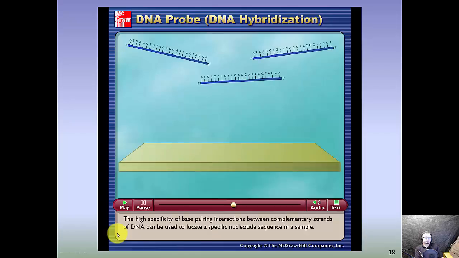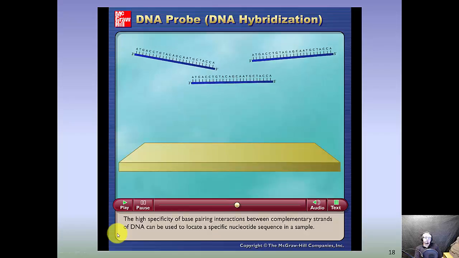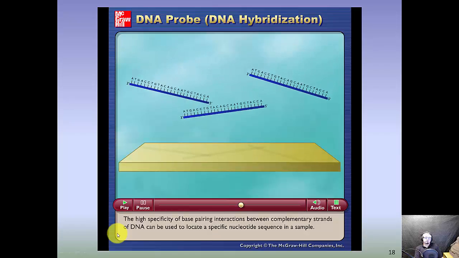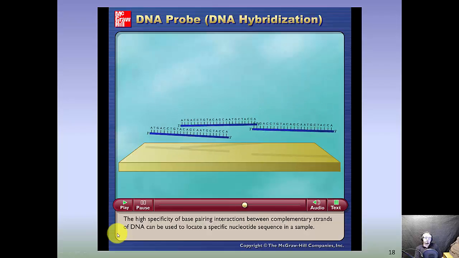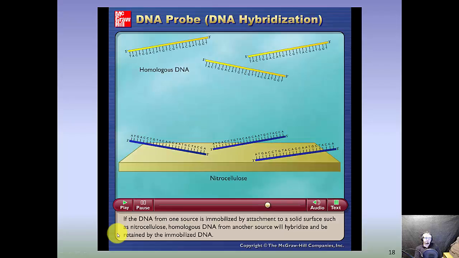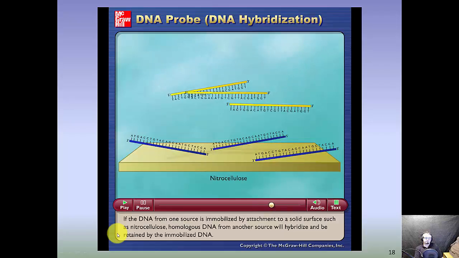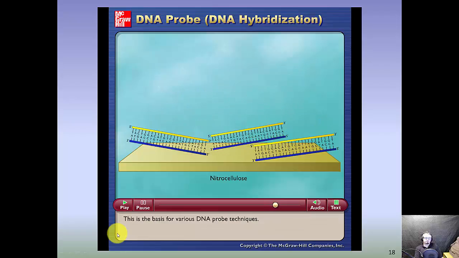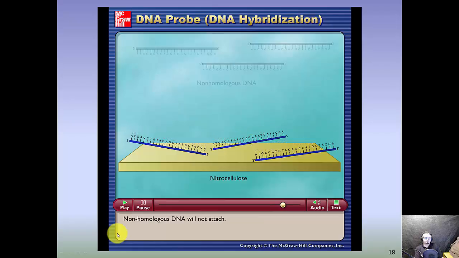The high specificity of base pairing interactions between complementary strands of DNA can be used to locate a specific nucleotide sequence in a sample. If the DNA from one source is immobilized by attachment to a solid surface such as nitrocellulose, homologous DNA from another source will hybridize and be retained by the immobilized DNA. This is the basis for various DNA probe techniques. Non-homologous DNA will not attach.